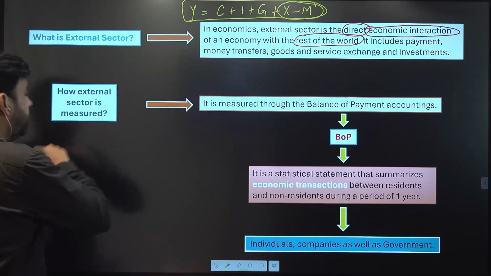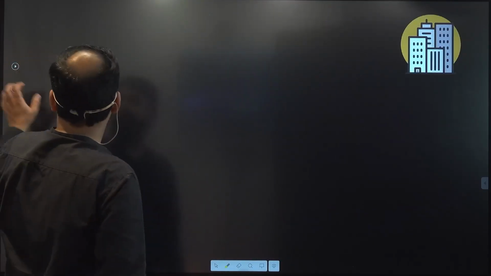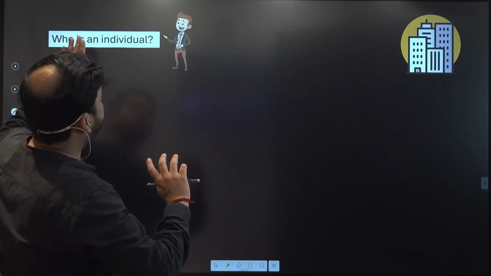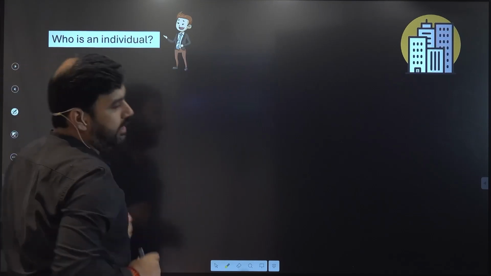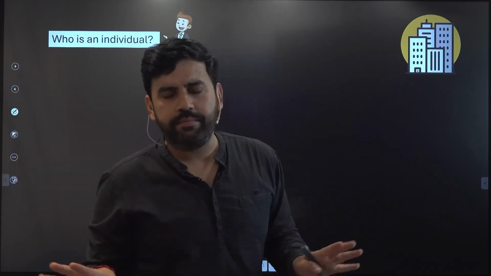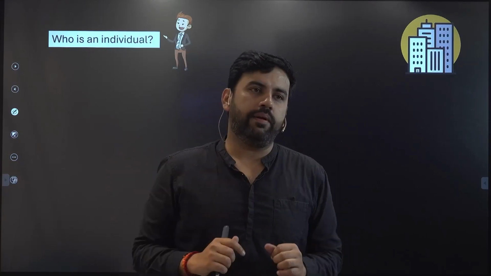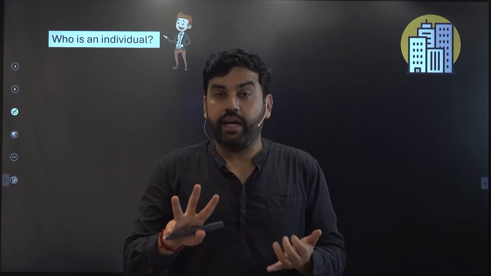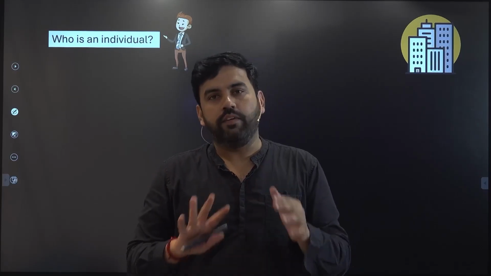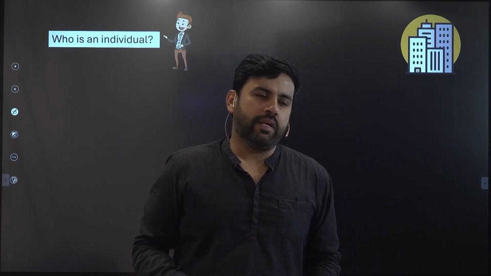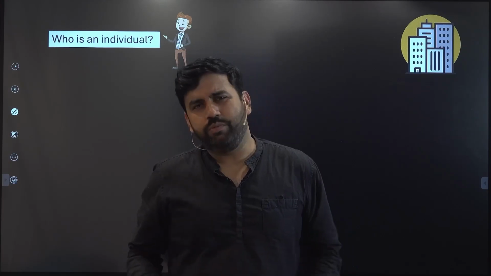Coming to the topic of who is a resident. Who is an individual? Over there I'm going to discuss the company. On the left side we have the individual. All of you know who is a company. The thing you should know about is the individual and the company. So there are three entities: individuals, companies, and the third one is the government. I don't think we need to discuss the government angle in resident and non-resident. Government is always going to be the resident.